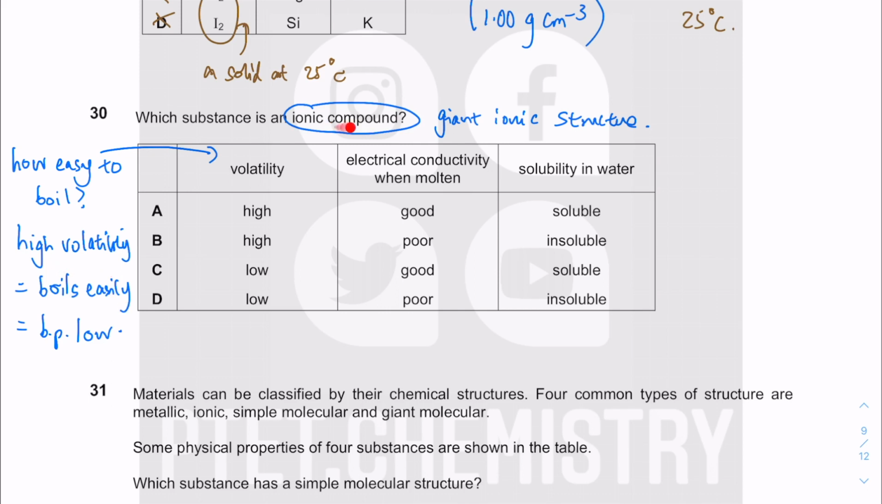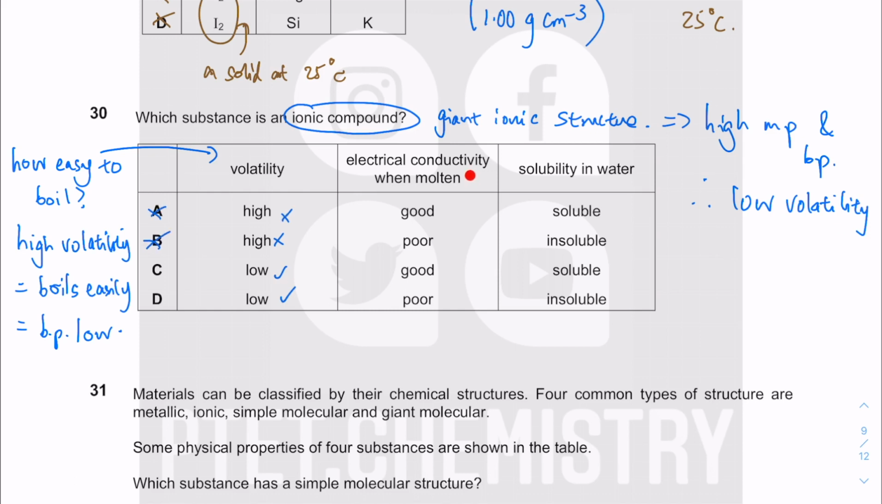All right, an ionic compound has a giant ionic structure, so you will have high melting and boiling point. If you have high boiling point, you do not boil easily. If you do not boil easily, you will have low volatility. Therefore, low volatility. So a lot of it comes down to the English. Do you understand what volatile means? All right. So low volatility, not high.